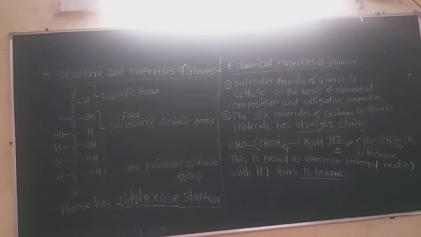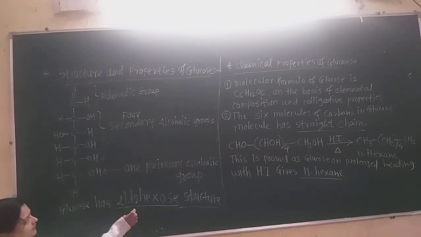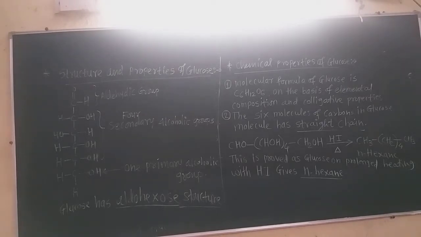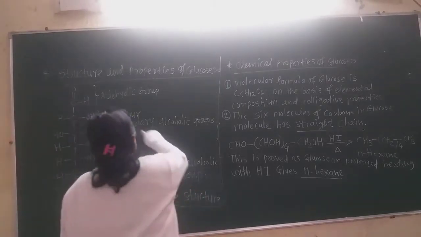Now see, all the 6 carbon atoms are in a straight chain. Glucose has the aldohexose structure. Aldohexose means in glucose there is the aldehydic group, C double bond O H group. And as it contains 6 carbon atoms, it has the aldohexose structure. Here the aldehydic group in glucose is shown.